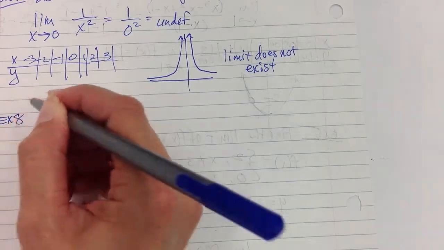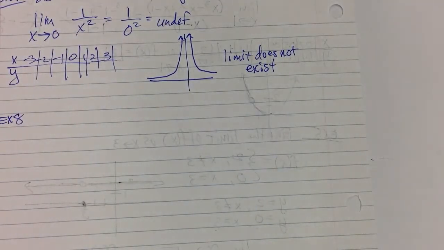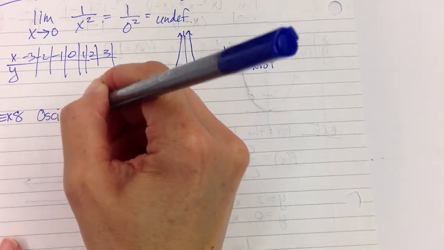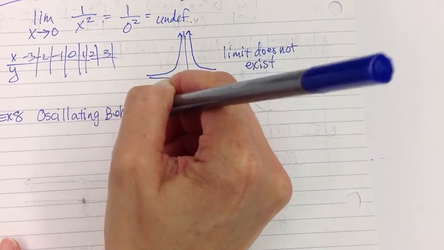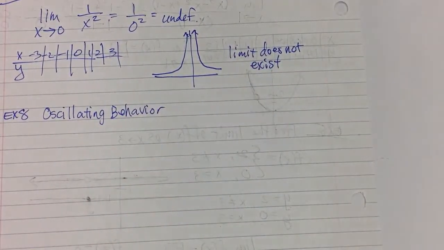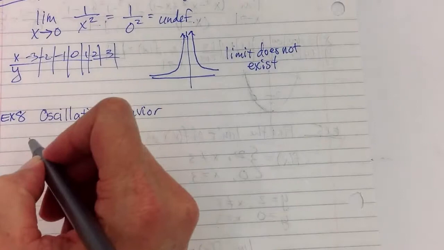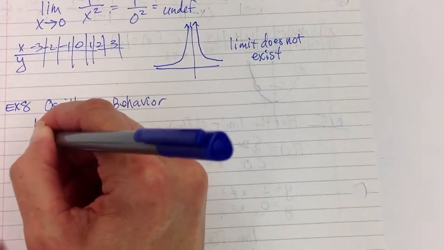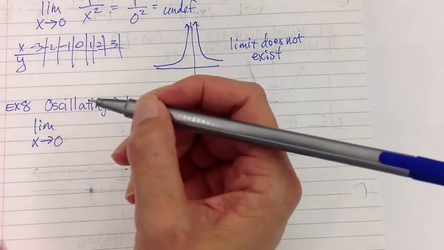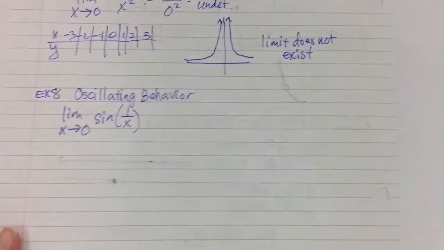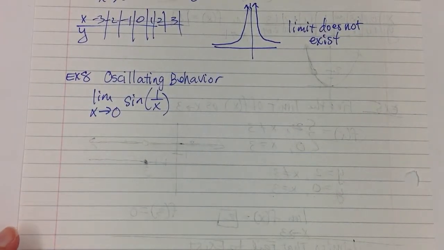So, example 8 is an example of oscillating behavior. Oscillating behavior. That's when behavior goes back and forth, like your best friend, right? You go back and forth, back and forth. One moment you're friends, another moment you're not, then you're friends, and then you're not. As x approaches 0, the sine of 1 over x. Okay, oscillating behavior.